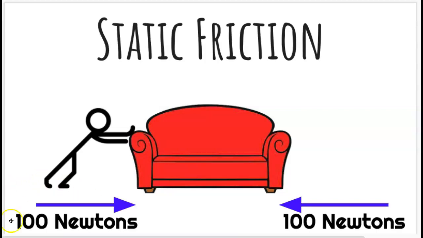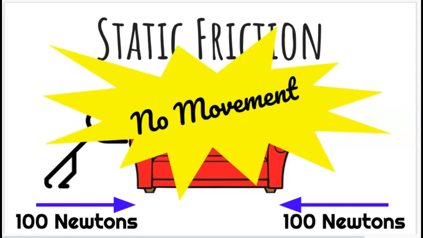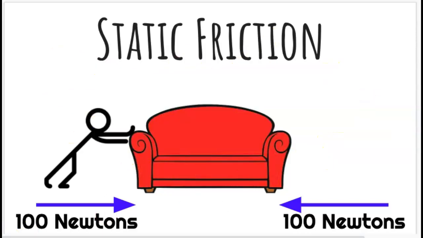So positive 100 newtons plus negative 100 newtons going the other way would be what? It would be 0. No movement would be happening. That's why it's called static friction. So if we're pushing on the couch at 100 newtons to the right and the couch is pushing back at us at 100 newtons to the left, that would be 0. No movement is able to occur.